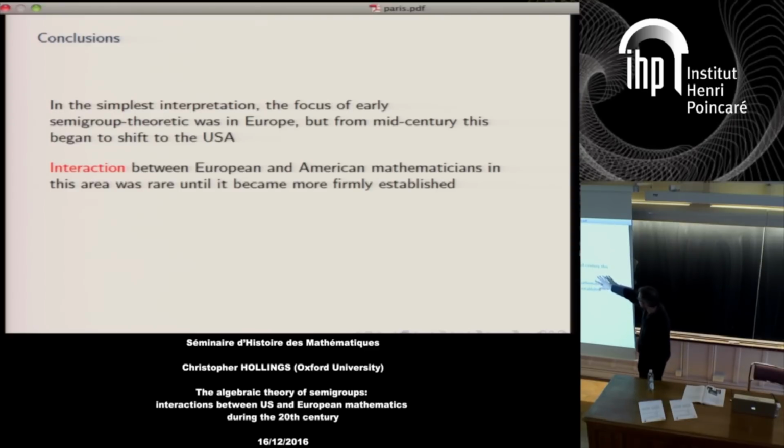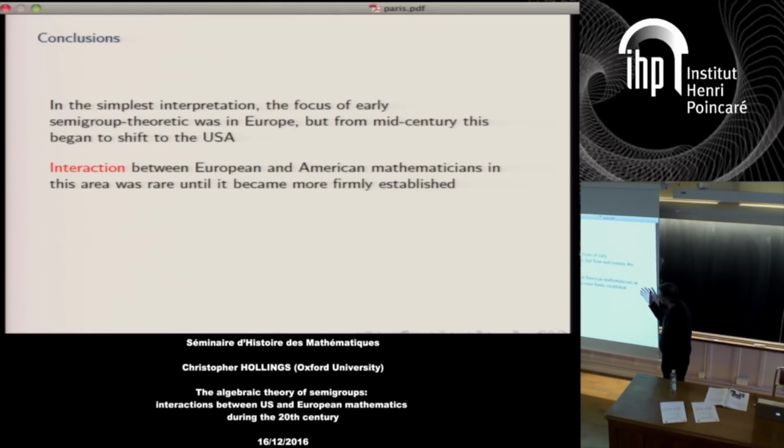It's only when you've got the big centers of semigroup theoretic work, so Tulane, and Paris also, with the work of Paul Dubreil. So as I say, I don't think there was a lot of interaction earlier on, but certainly that comes later, when the theory is much more firmly established.